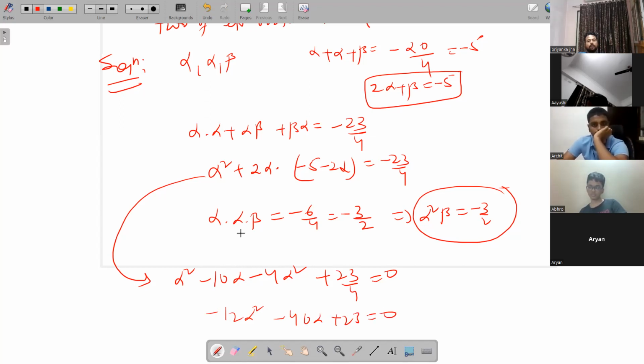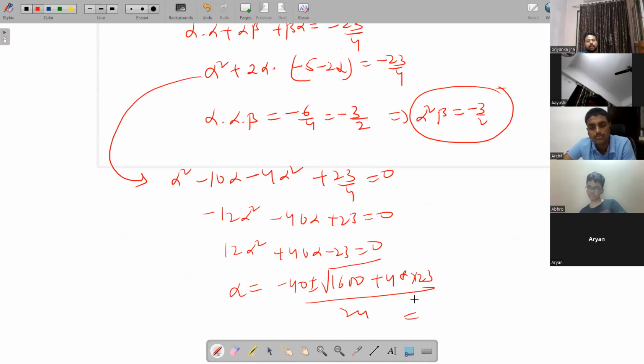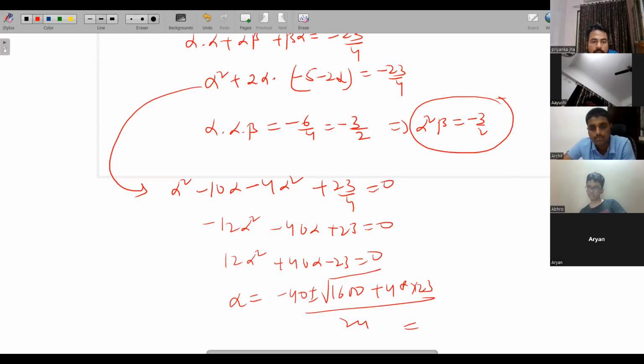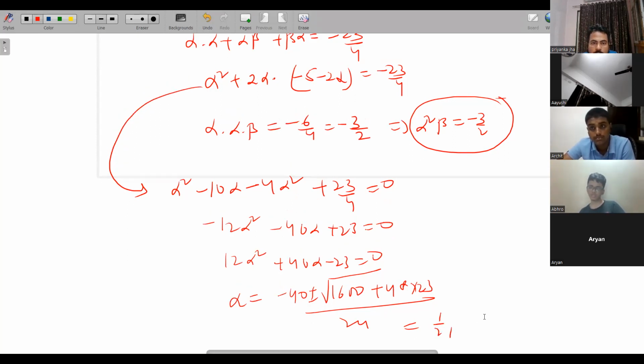Now multiply by the negative sign. Solve for alpha, so this is minus b plus or minus under root b squared minus 4ac, so 48 into 23, upon 24. Can I tell you the value of alpha? I am telling you the value of alpha. From here alpha will come like half and minus 23 by 6.